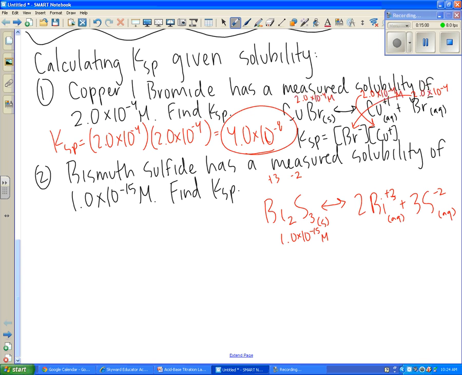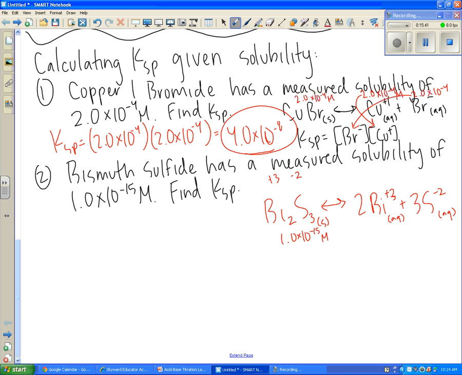It's going to break up into 2 bismuth ions and into 1, 2, 3 sulfide ions. Don't I have twice the number of moles in 1 liter as I originally started with of bismuth ions? And 3 times the number of moles I originally started with of sulfide ions? So how would I find the concentration of this when I create this solution?